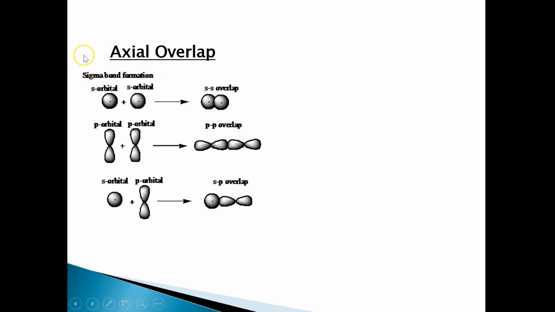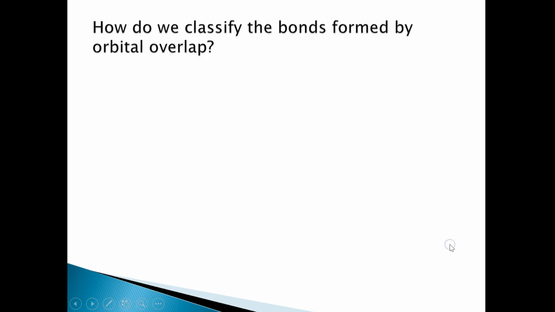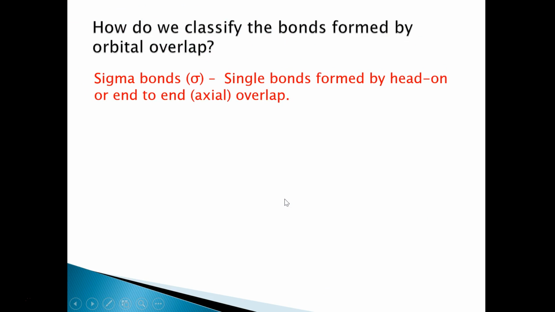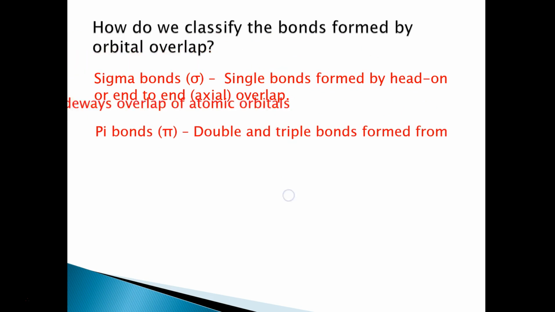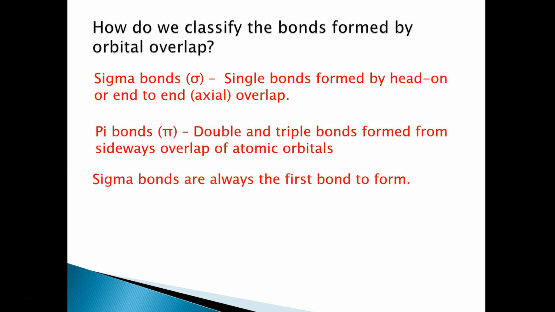Now, head-to-head overlap will... All right, and then the sideways overlap occurs here above and below the plane of a sigma bond. Okay, and those bonds that are formed above and below the plane are known as pi bonds. All right, so summing up, sigma bonds are formed by the head-on or end-to-end overlap of atomic orbitals, and pi bonds are formed from the sideways overlap of atomic orbitals. Okay, so sigma bonds are always the first bond to form, and that's really important, because if you have a double bond between two atoms, that double bond will consist of one sigma bond and one pi bond, because the sigma bond always forms first. If you have a triple covalent bond, then the bond will consist of one sigma bond and two pi bonds.